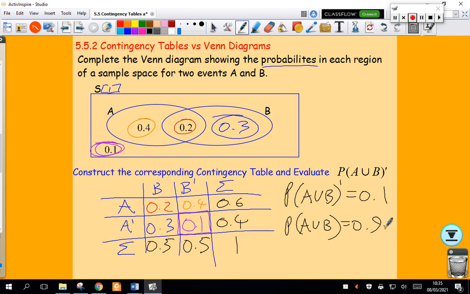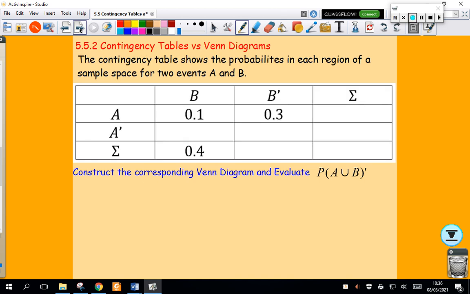I could have also found it using my addition rule for the probability of A union B. It's the probability of A, 0.6, plus the probability of B, 0.5, subtract the double count, 0.2. You'll also get 0.9. One final example here, again, just some probabilities in a contingency table. We're going to complete the contingency table and draw the corresponding Venn diagram.